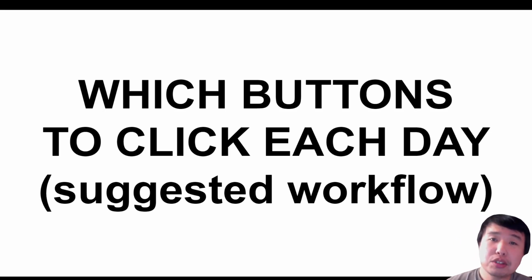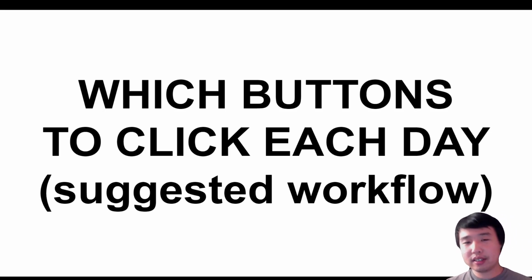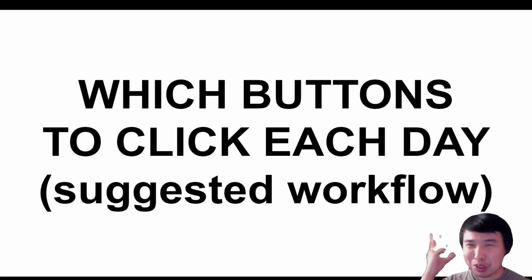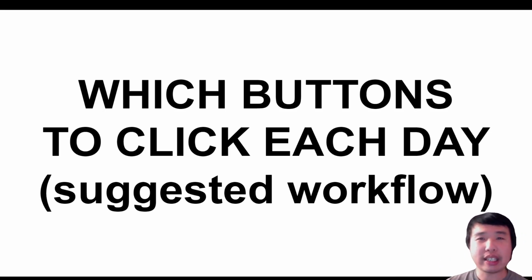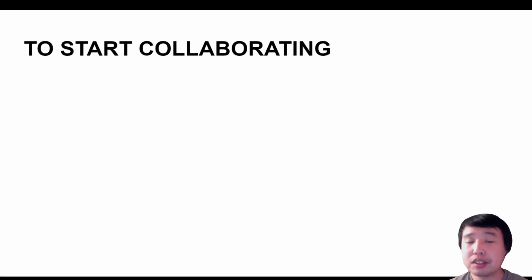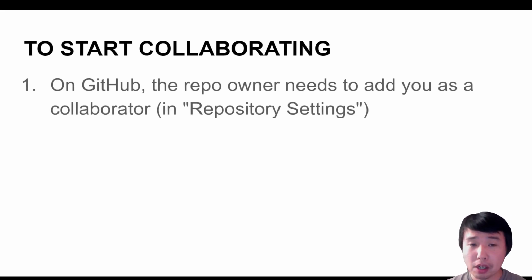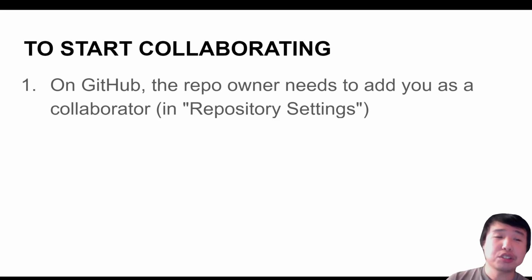So now let's move on to the third of our four-part lesson. Let's just talk about what are the buttons, and conceptually try to imagine what you are doing day to day when you are collaborating with GitKraken or any Git tool, really. So first of all, you'll need to start collaborating. So one person should start the repo, and then that repo owner or Git master needs to add everyone else as a collaborator in the repository settings.